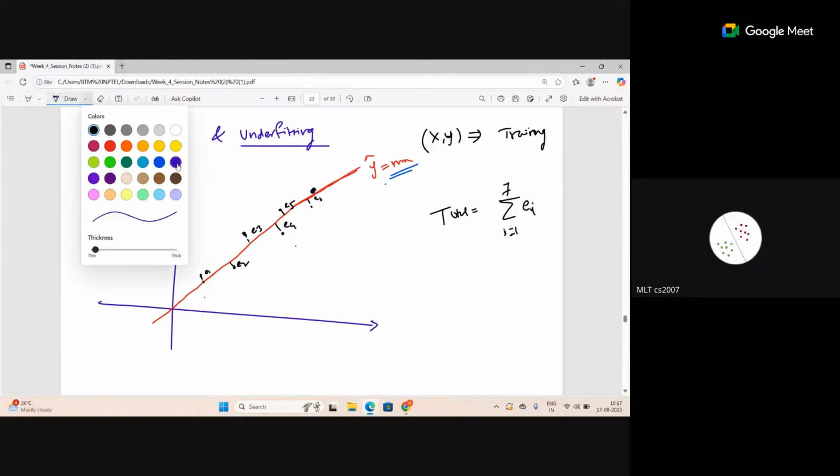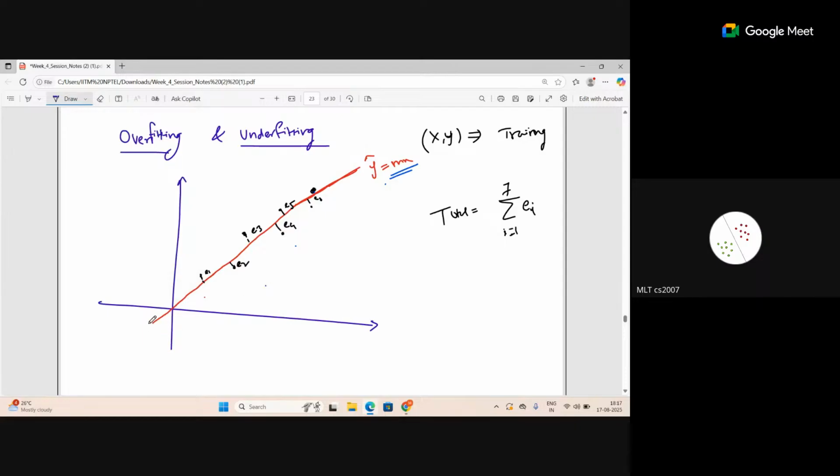Let us say I use another model, maybe the fourth order polynomial or fifth order polynomial, and it is going like this. It is trying to cover all the points. Let's say this is an eighth, ninth, or tenth degree polynomial. What do you think the error for this model will be? It is going to be zero.